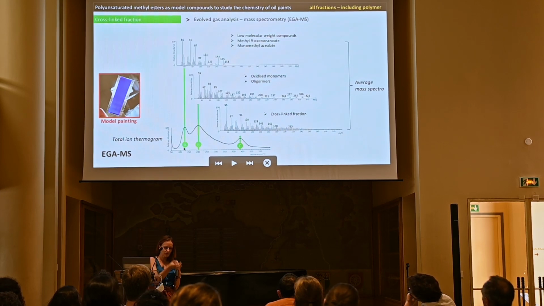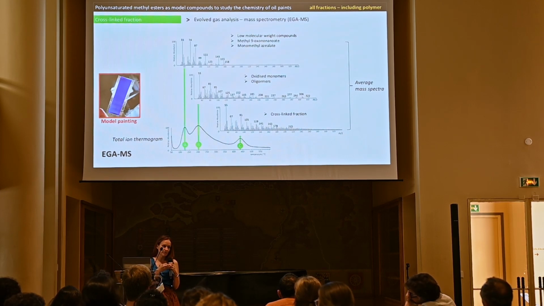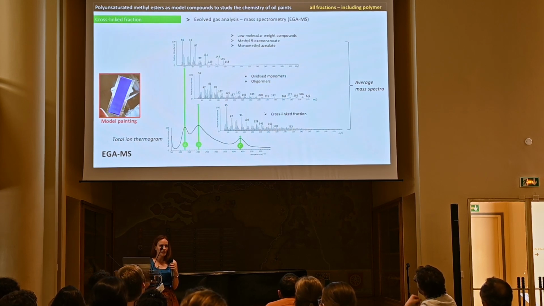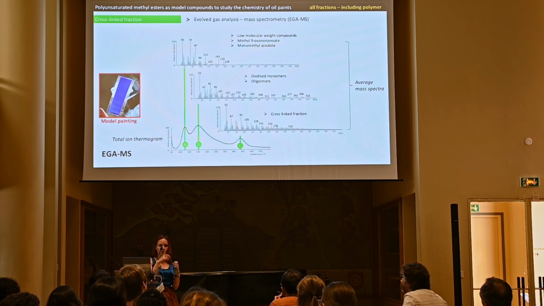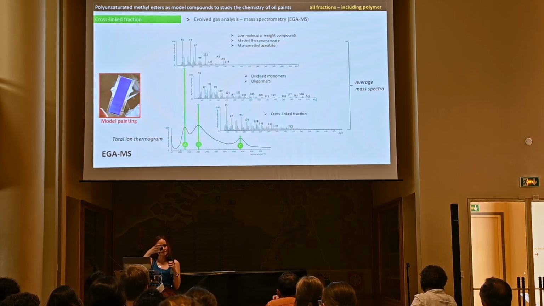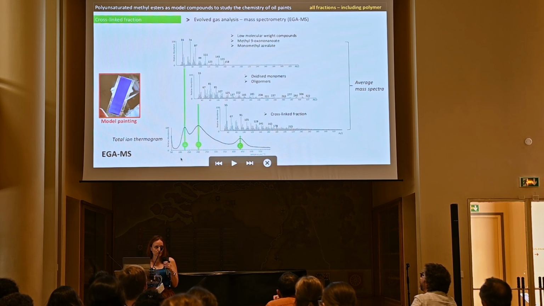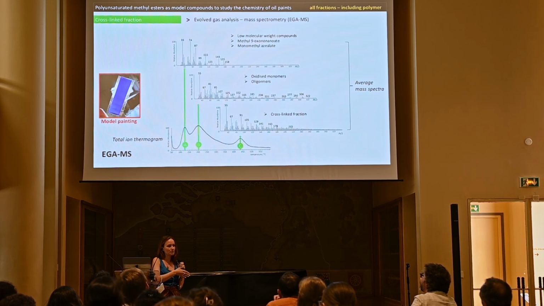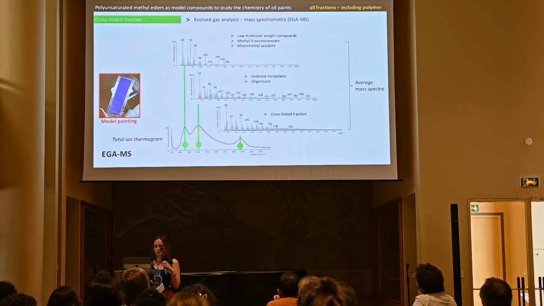You take the sample, you put it inside the pyrolyzer, you heat it up with a slow rate, and then the volatile species that are produced by volatilization at first and then thermal decomposition are transferred into the mass spectrometer. And then for every point, we have a mass spectrum, which is the sum of the mass spectra of all the compounds that are evolved at that time.